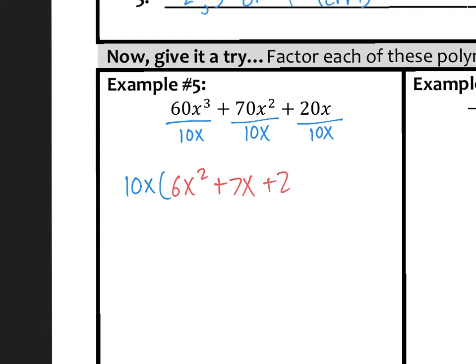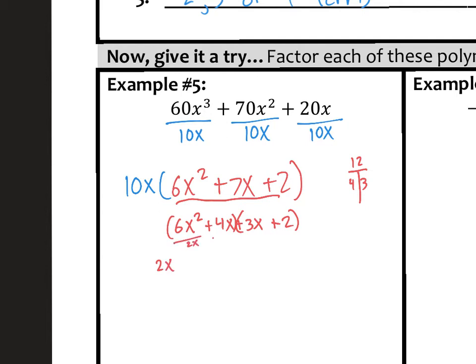Okay, now we want to focus with what we have here in the red inside the parentheses. Okay, and that's going to be splitting the middle. So I'm going to multiply a times c. 6 times 2 is 12. Two numbers that multiply to be 12 that add up to be 7 would be 4 and 3, right? So we're going to split that middle, 7x, into 4x and 3x. Bring down my other terms, 6x squared plus 4x plus 3x, and bring down my 2. Then we'll group. Common between 6x squared and 4x is 2x.